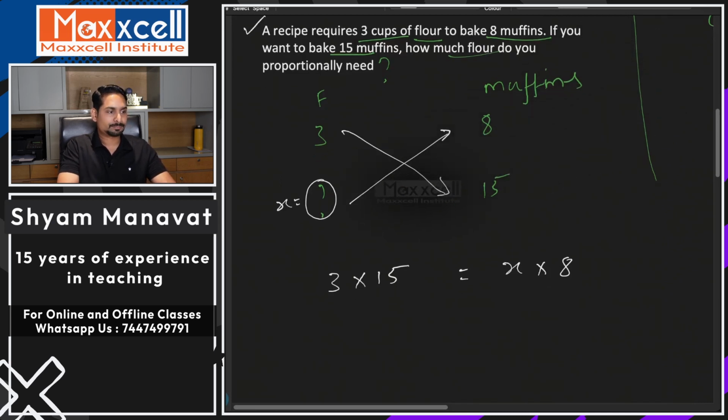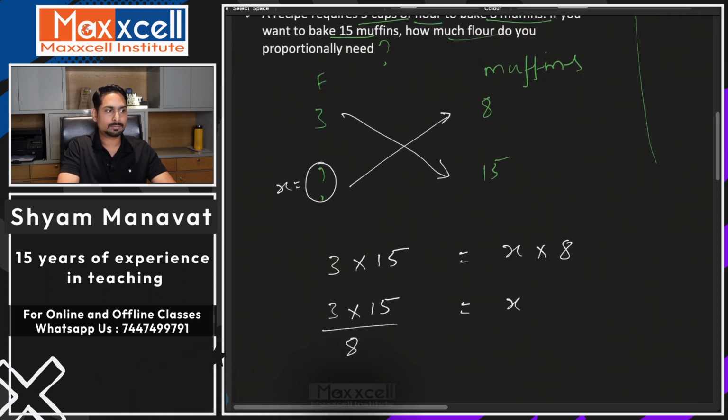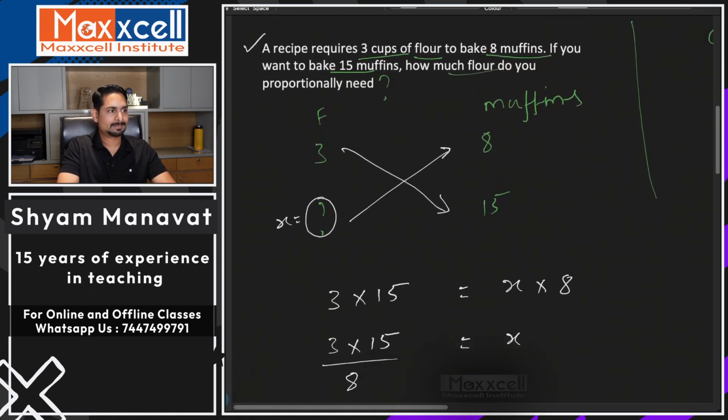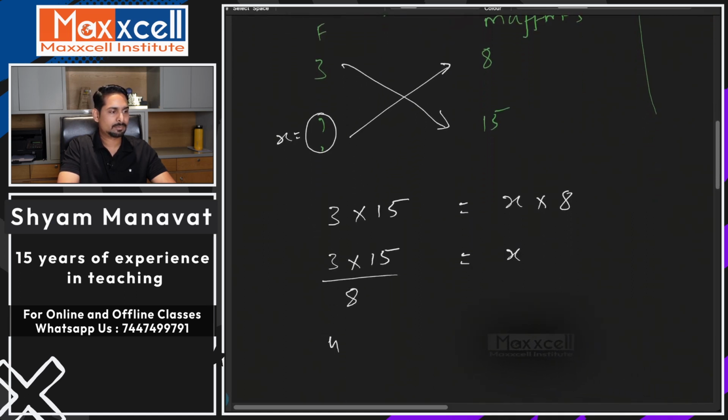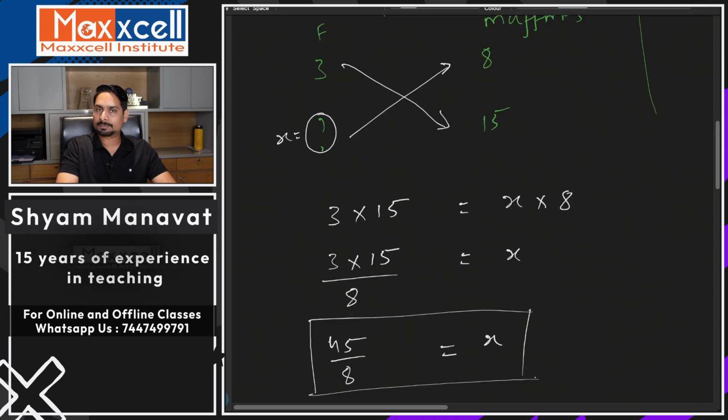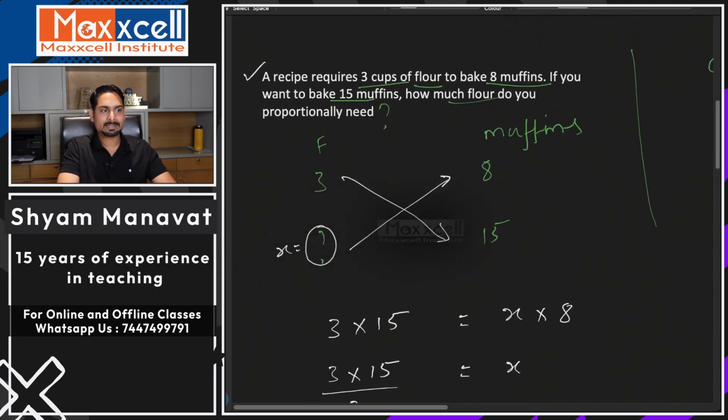Now let's simplify this. If you want to find out x, you have 3 into 15 by 8. I hope no problem at all here. So if you have 45 by 8, you will get some values in decimals. I hope you will be able to calculate that. So these many cups of flour are required, because they are directly proportional.